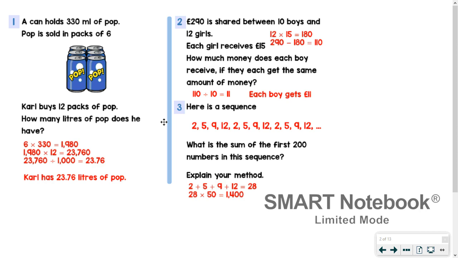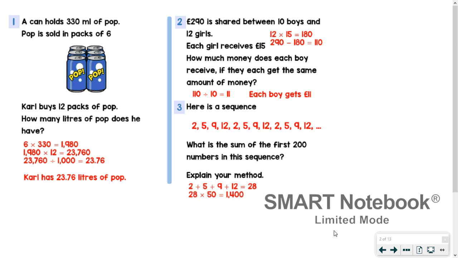Now he wants to know how many liters. 23,760 is in milliliters. To get it into liters, we need to divide by 1,000. So we could use our little decimal point bouncing method, put it at the end, and it's 3 jumps to the left. So it goes in between the 3 and the 7. So it's 23.76 liters. If you put 23.760 liters, that is fine as well.